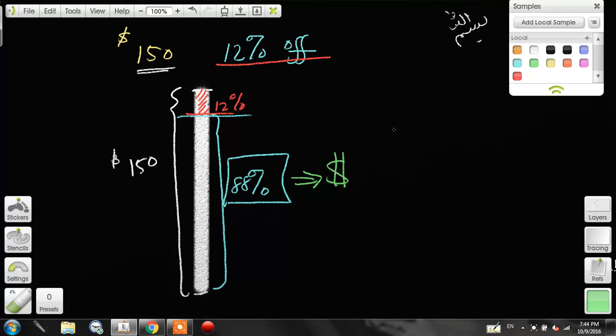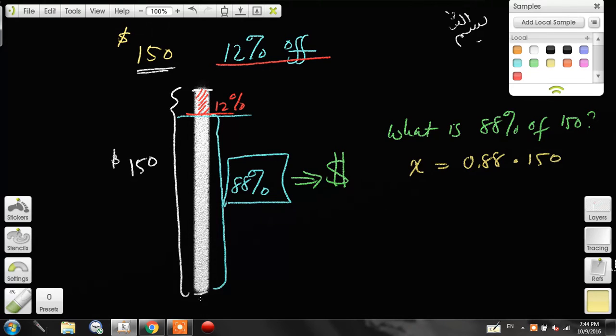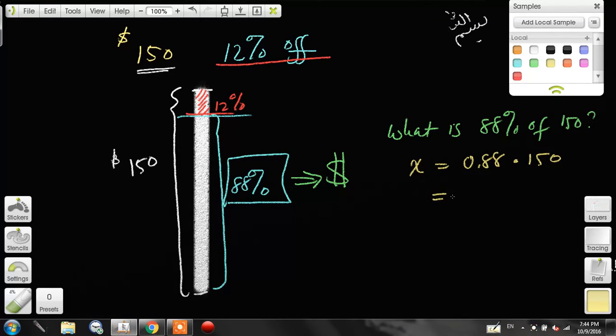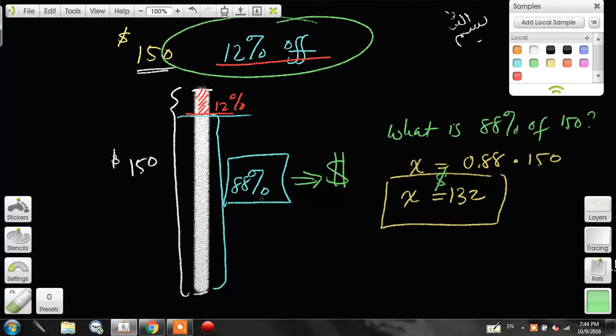So the question then becomes, what is 88% of 150? That's easy enough. X equals 88%, which can be written as 0.88, times 150. What's 0.88 times 150? 132. So that's how much you're going to have to pay after that 12% discount.